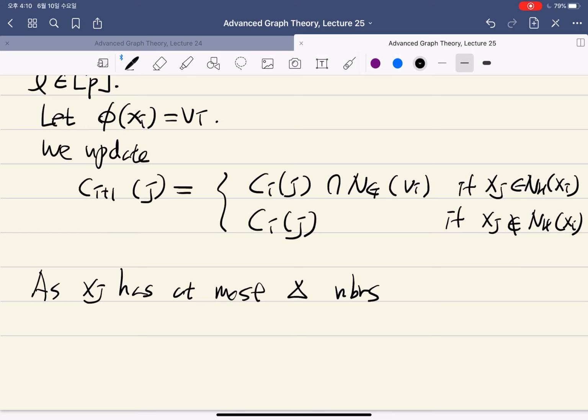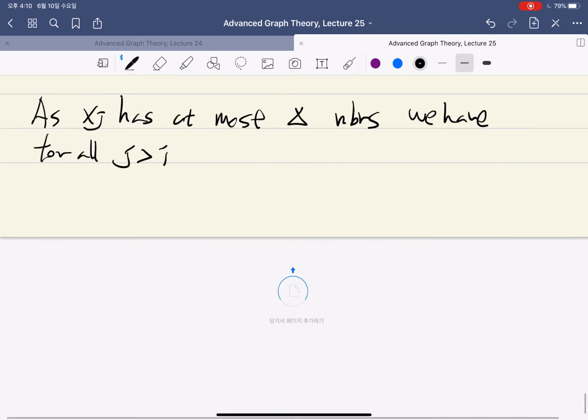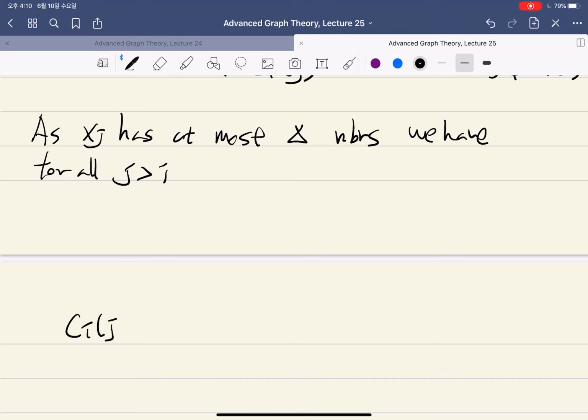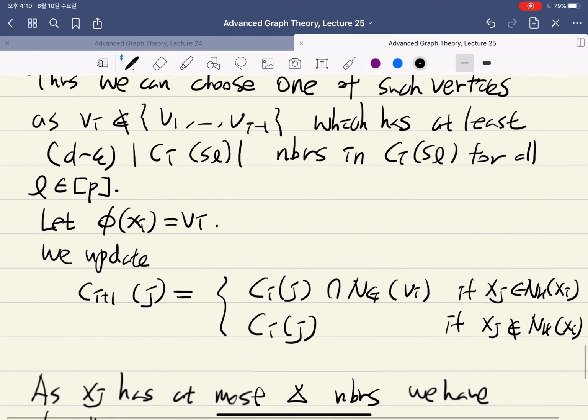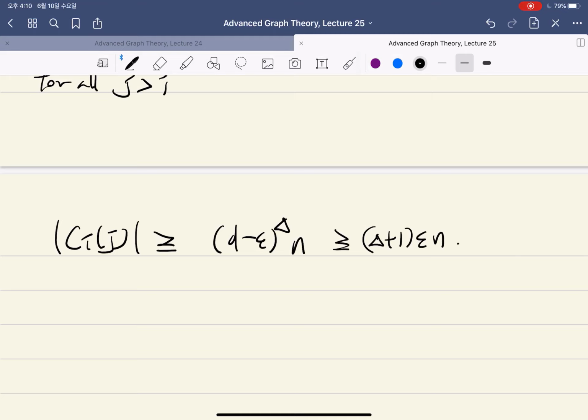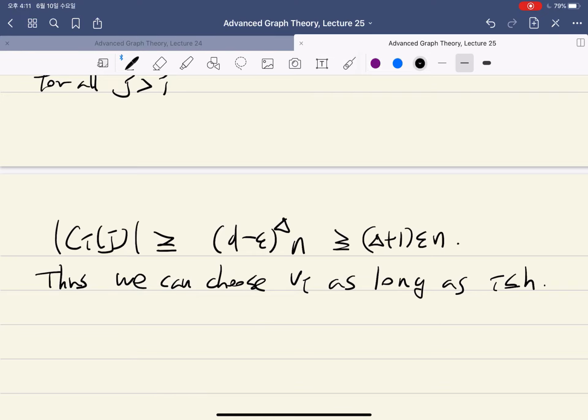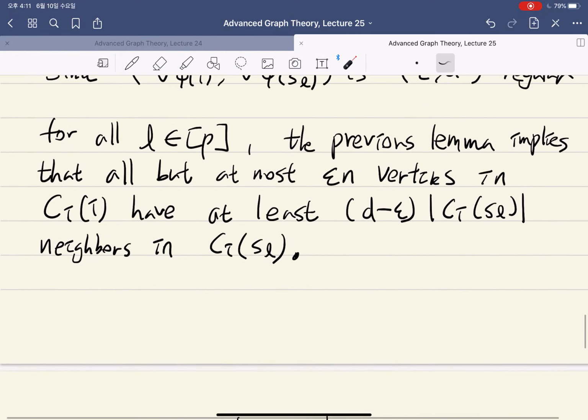As x_j has at most that many neighbors, we have that for all j bigger than i, this C_ij has at most this size. And by our choice of epsilon, we get this inequality. Thus, we can choose v_i, as long as i is at most h. So this is the condition that we wanted to get.